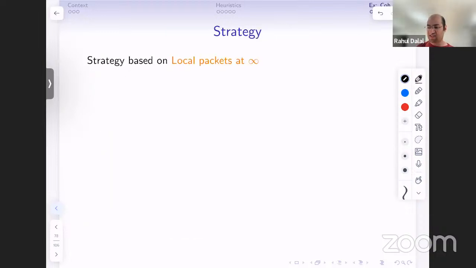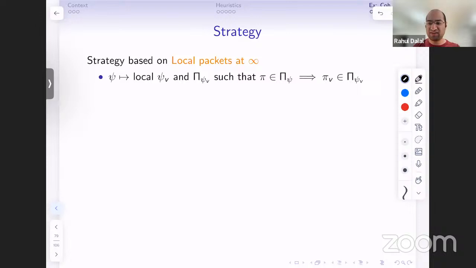So now let's talk about the actual strategy, the actual strategy for how we're going to kill all that extra noise. The strategy is going to be based on another concept in the endoscopic classification called the local packets, and we're going to focus on the local packets at the infinite places. So this is getting into how the Arthur packets have a determined structure of local components. The way that's stated is if you have an Arthur parameter, then in each place v, you get a local Arthur parameter psi_v, and that psi_v corresponds to a local Arthur packet.